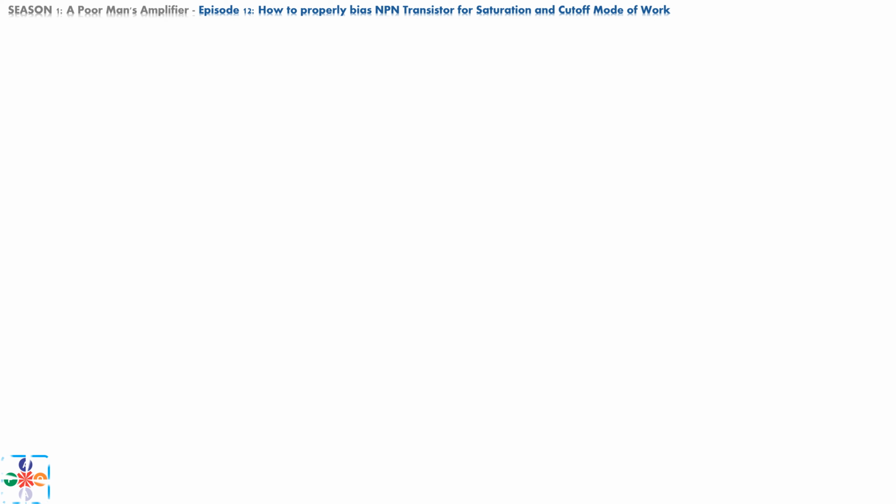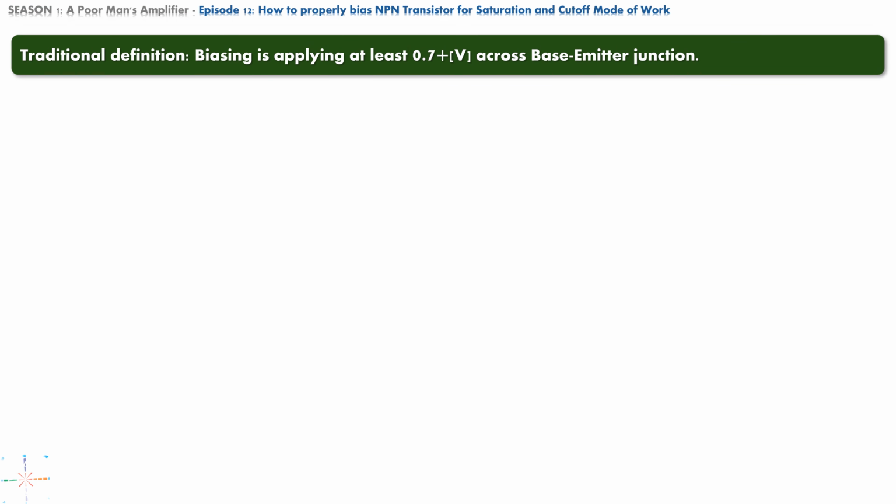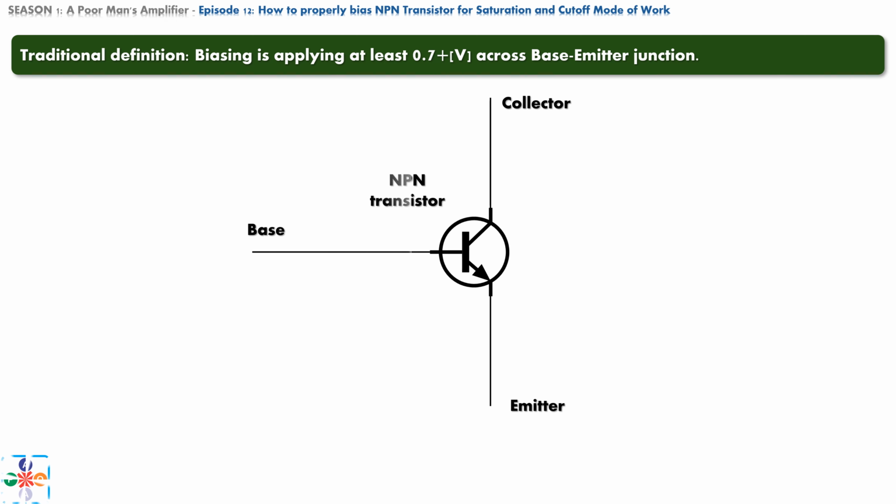So, by traditional definition, biasing a transistor means applying a voltage of 0.7 or more volts across the base emitter junction. Okay, let's bring our NPN transistor on screen, and draw a simple schematic of the definition. The base emitter junction represents the points between base and emitter terminals. The definition says we should apply at least 0.7 volts between these 2 points. From previous videos, we know that the positive terminal of the battery, or power source, goes to the base, and negative to the emitter terminal. So far, simple enough.